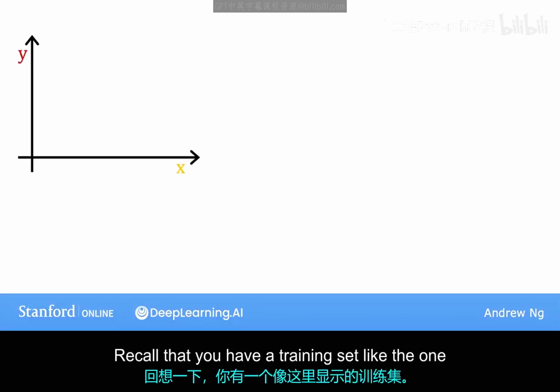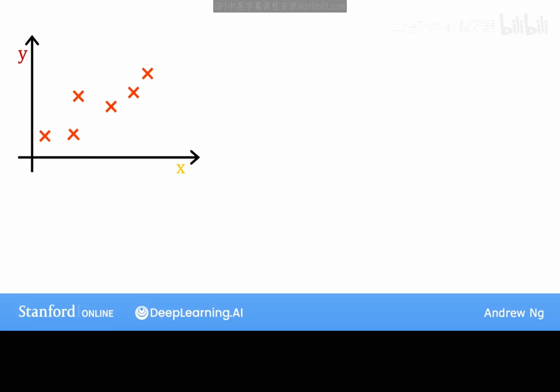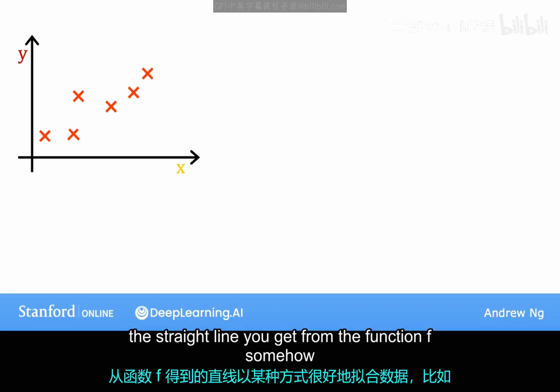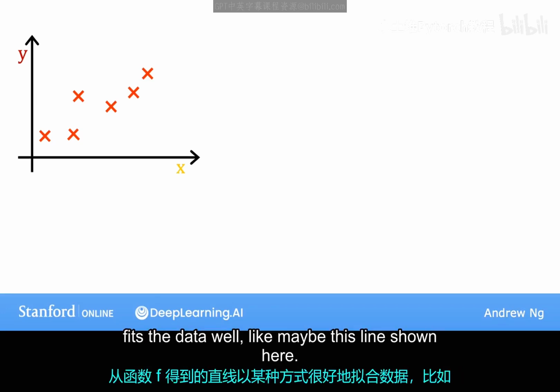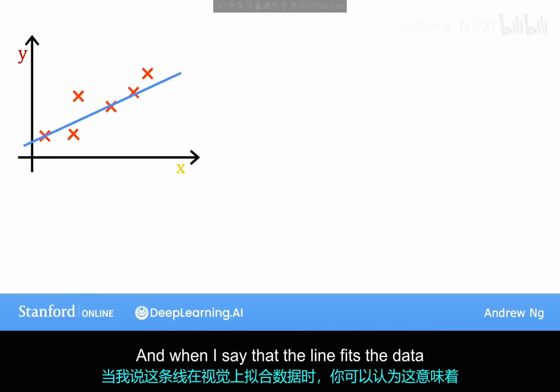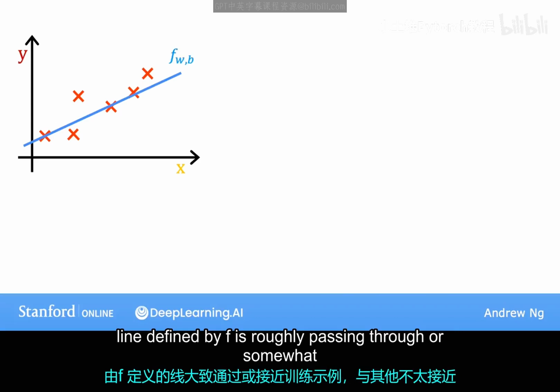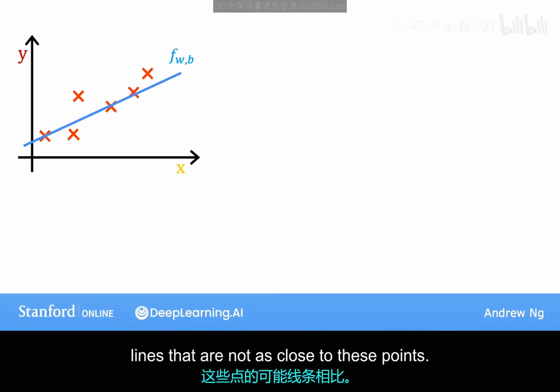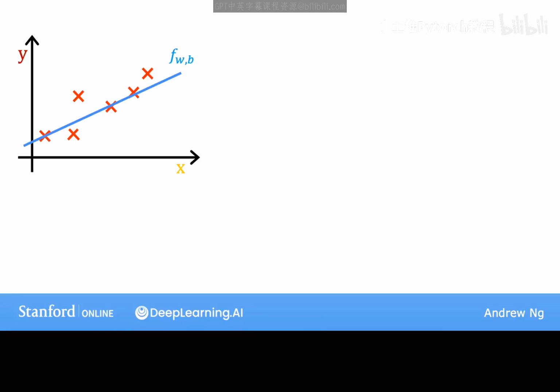Recall that you have a training set, like the one shown here. With linear regression, what you want to do is to choose values for the parameters w and b so that the straight line you get from the function f somehow fits the data well, like maybe this line shown here. And when I say that the line fits the data, visually you can think of this to mean that the line defined by f is roughly passing through or somewhat close to the training examples as compared to other possible lines that are not as close to these points.